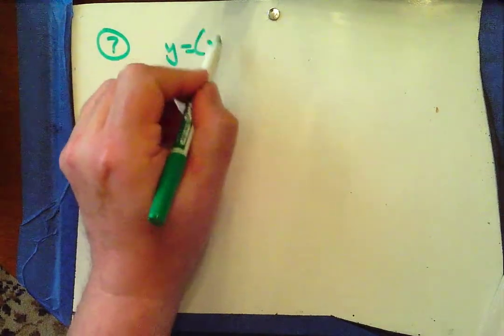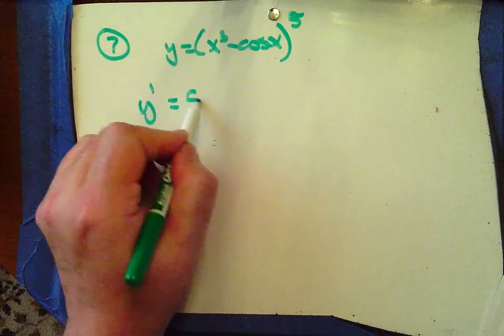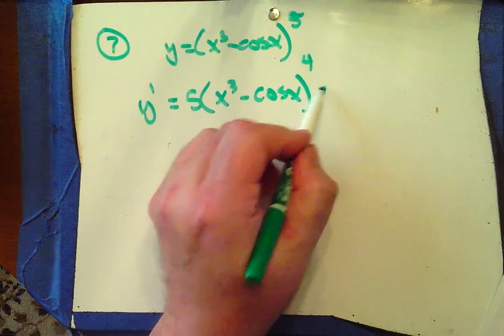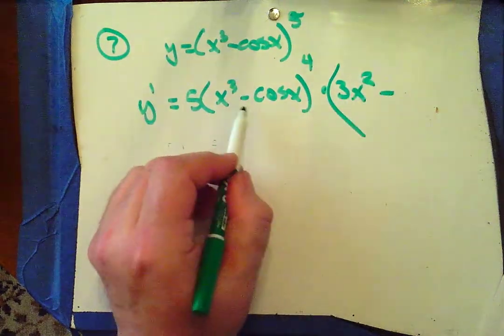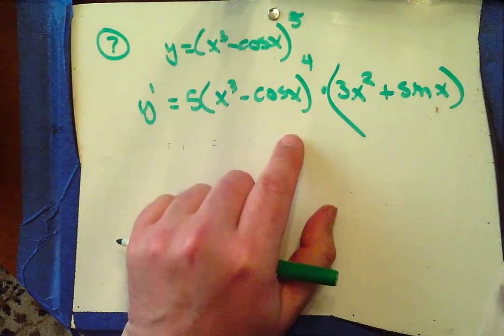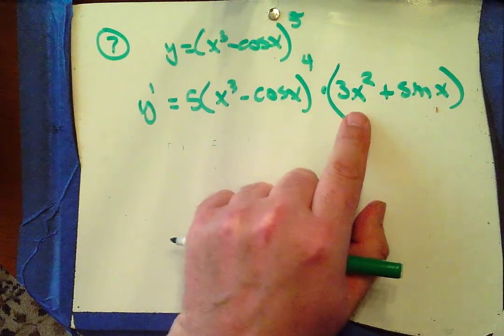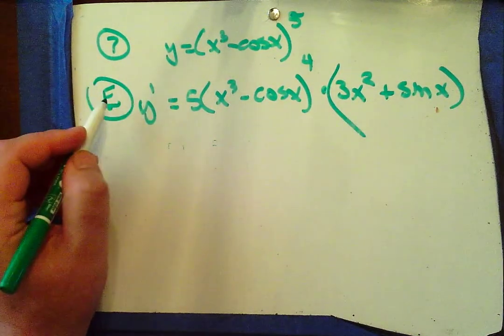How about 7? 7 says it's time to use chain rule. y equals x to the third minus cosine x, all raised to the fifth. So y prime with chain rule, bring down the 5, leave the inside alone, subtract 1, times the derivative of the inside. The derivative of x to the third is 3x squared, and the derivative of minus cosine is plus sine. So there's our y prime, 5 times x to the third minus cosine x to the fourth, times 3x squared plus sine x, and that appears to be choice E. Choice E for number 7.